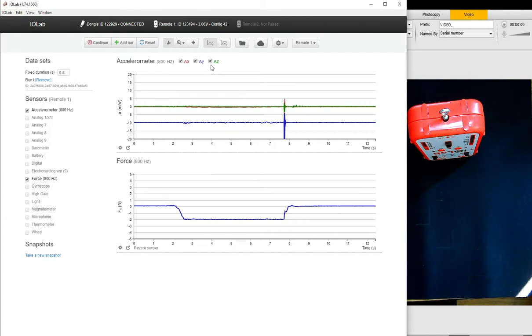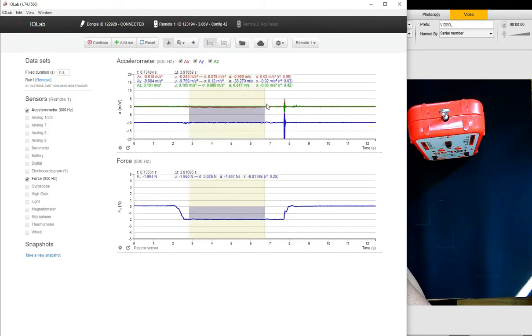But I am going to use the analysis mode to determine the average acceleration and force. So this is where I'm going to click on my analysis mode, and I'm going to highlight this area so I can get a good average. This artifact here for the AX and the AZ comes from the fact that I might have had a little bit of swinging, but I want to pay attention to what's in the AY.